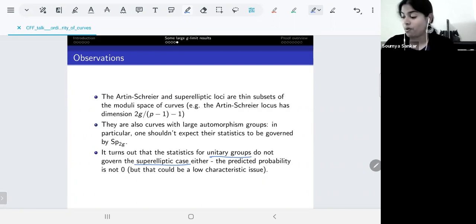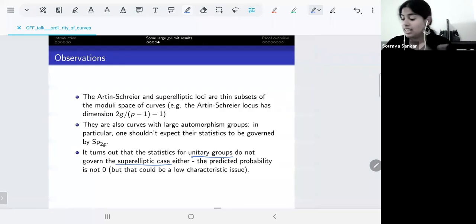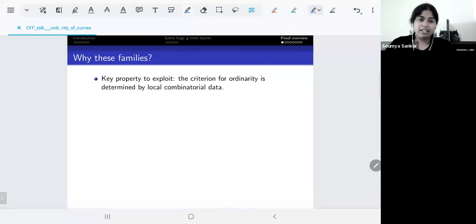Right, so now I'm going to go on to the proof of these results. And in particular, maybe you're asking yourself, why these families? Like, why Artin-Schreier or superelliptic curves? What lets us figure out whether these are ordinary asymptotically? And the key property that we exploit is that the criterion for ordinarity is determined by local combinatorial data. So what do I mean by that?